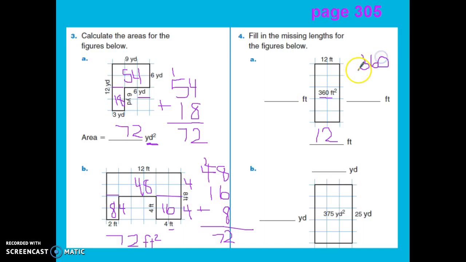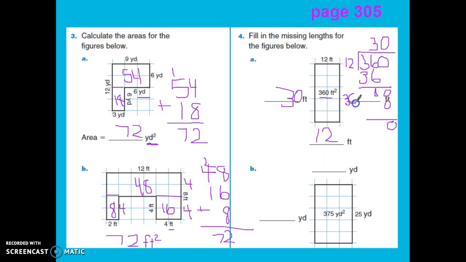Now some of you might be able to do this one mentally because you might know 36 divided by 12. 12 goes into 36 3 times. 3 times 12 is 36. Subtract, there's 0 left over, bring down my 0. 12 goes into 0 times 0. So 12 times 30 is 360. So my height is 30.